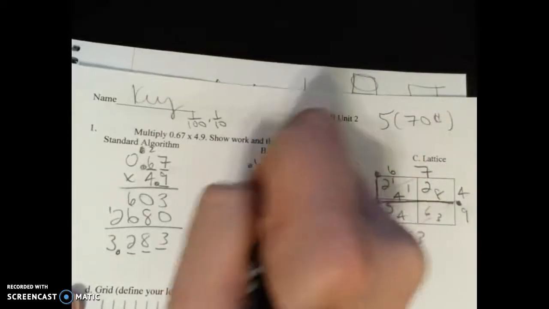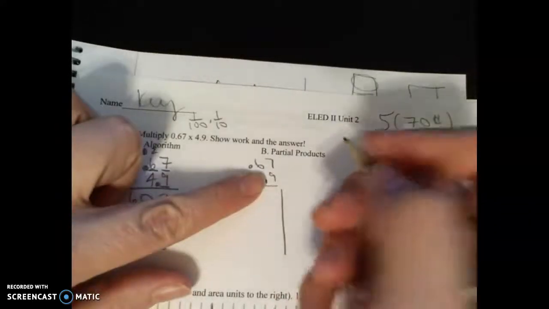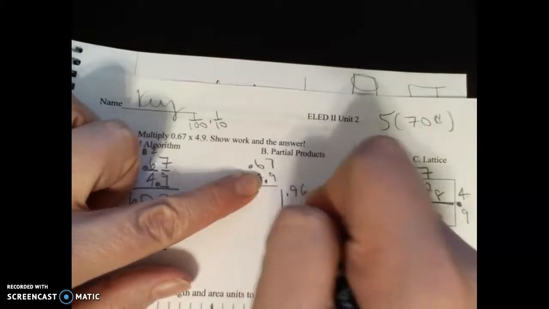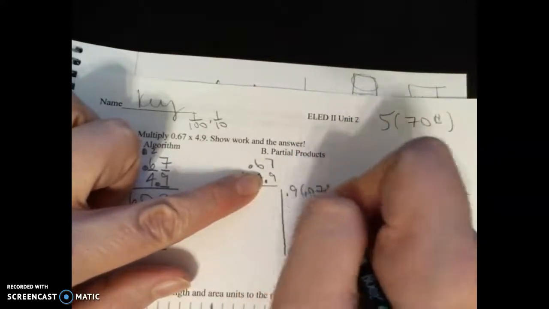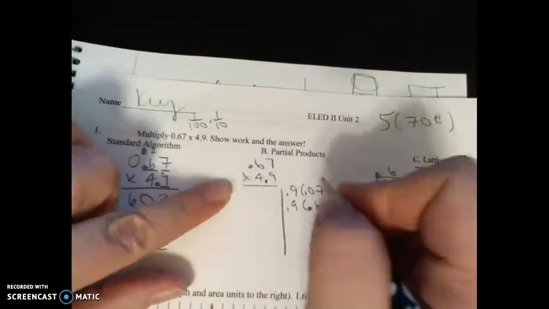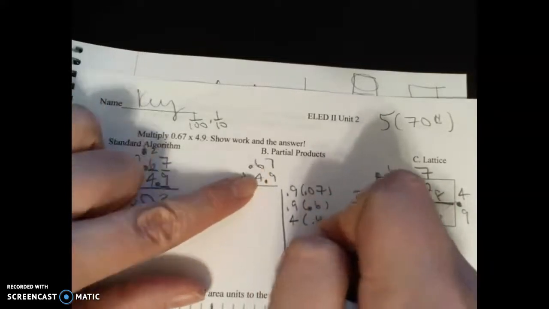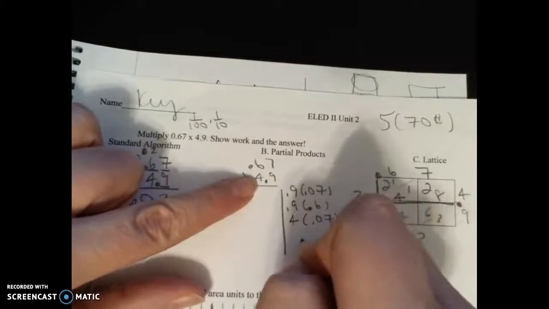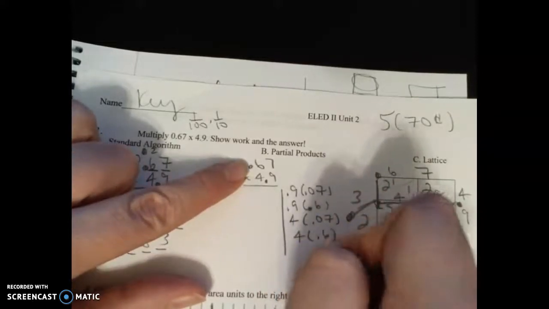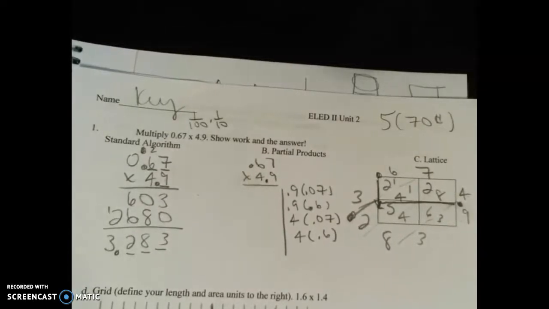All right, let's do partial products. So I'm going to have 0.67 times 4.9. All right, so let's think about what this is. I have 0.9 times 0.07, because that's really 7/100ths, and I have 0.9 times 0.6, because that's really 6/10ths. And then the whole number, I have 4, is really times 0.07, 7/100ths, and this 4 is really times my 0.6, or 6/10ths. All right, so then again, you still have to know the decimal rule as far as where to put your place values at.